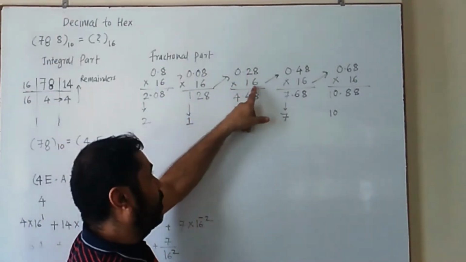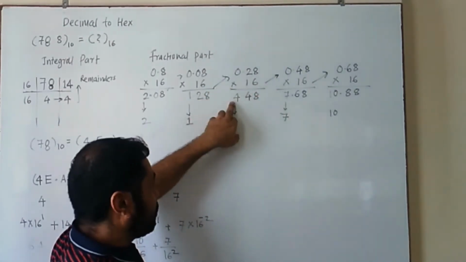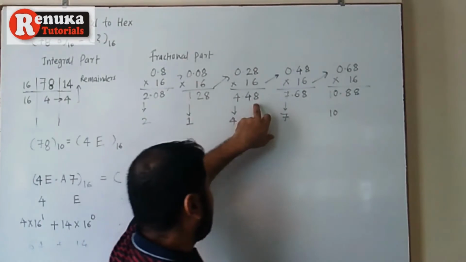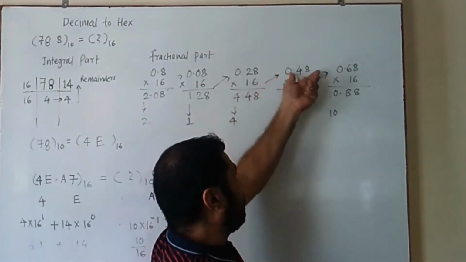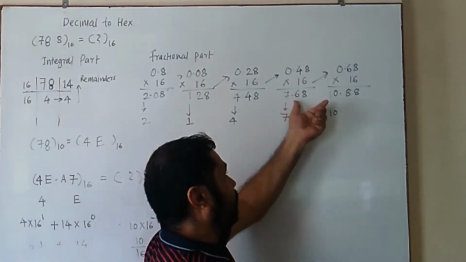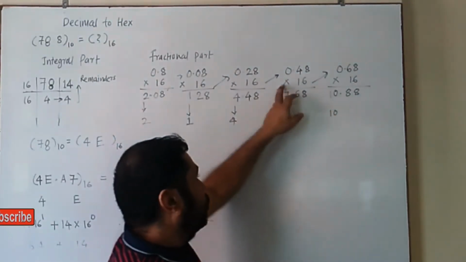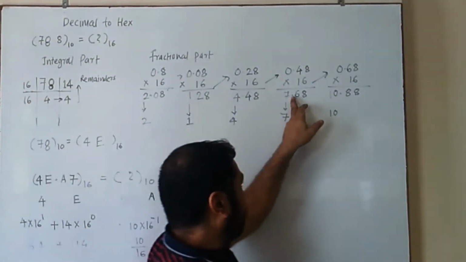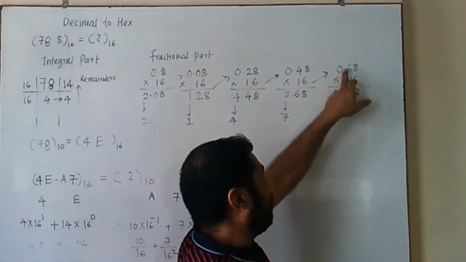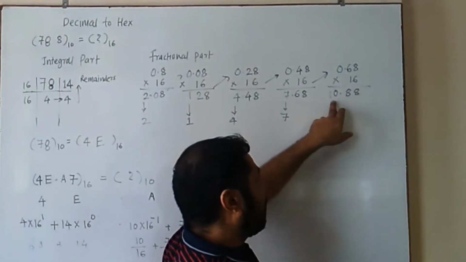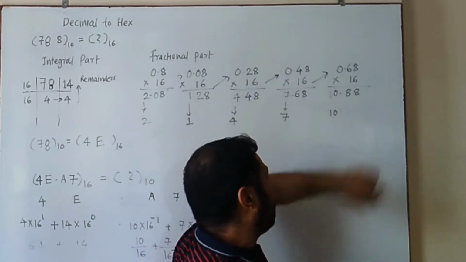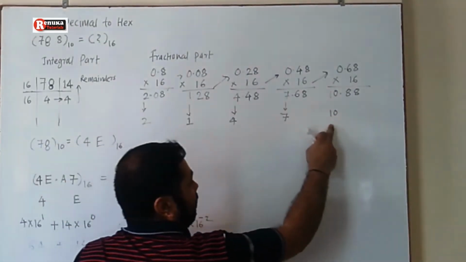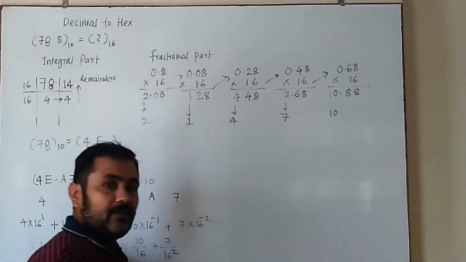It has to be multiplied by 16. The answer is 4.48. Here the 4 is again noted. Then 0.48 is multiplied by 16. 7.68 is the answer, so the integer will be 7, and 7 is noted here. Again 0.68 is taken and multiplied by 16. The answer is 10.88. So here we have 2, 1, 4, 7 and 10. This will be the fractional part's conversion.